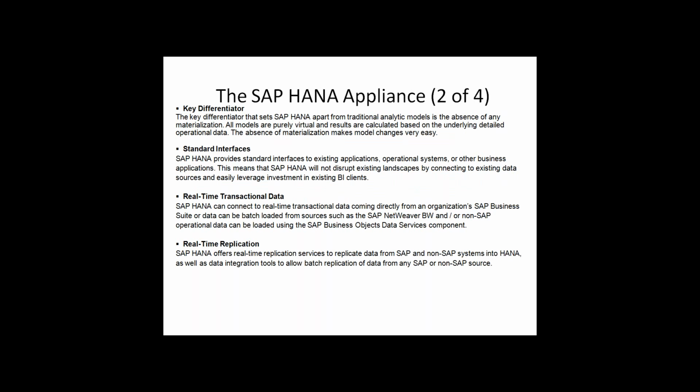The key differentiator for HANA is that it provides standard interfaces to move data in and out. It can do real-time transaction data. HANA can connect to real-time transaction data directly from the business suite, which is SAP. HANA can transfer data between your BW, NetWeaver, and operational data back and forth. We talked about that. It also has real-time replication. You can take the Business Objects data and replicate it back and forth in real time using the replication services. So it has the standard interfaces to move data.